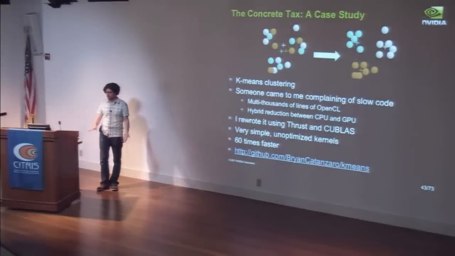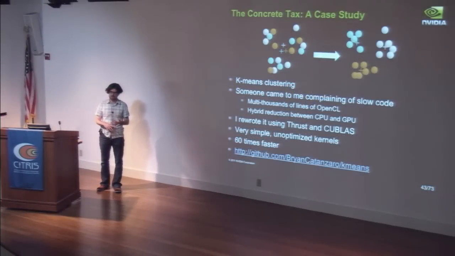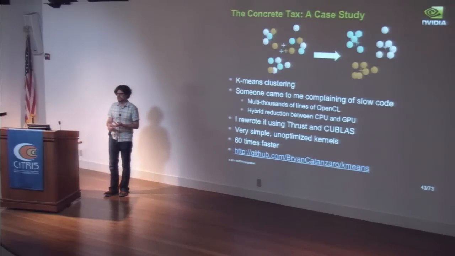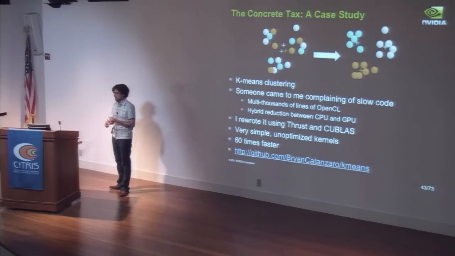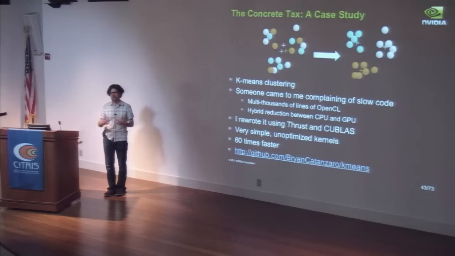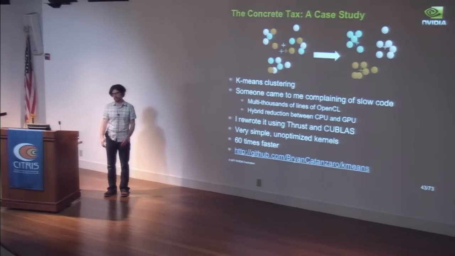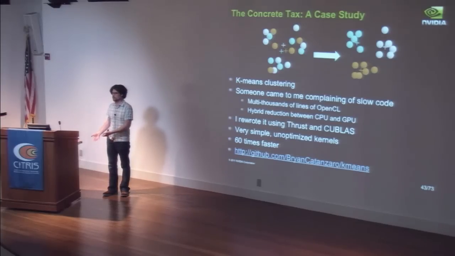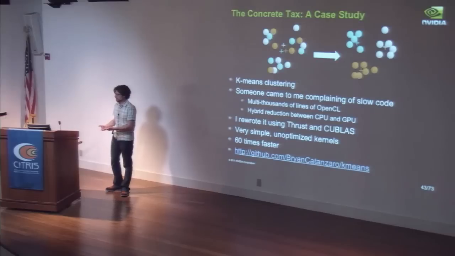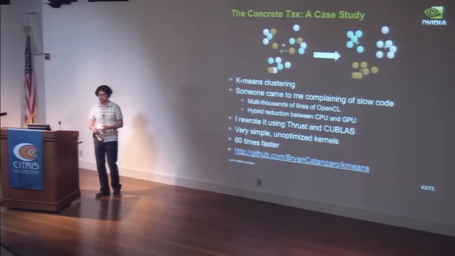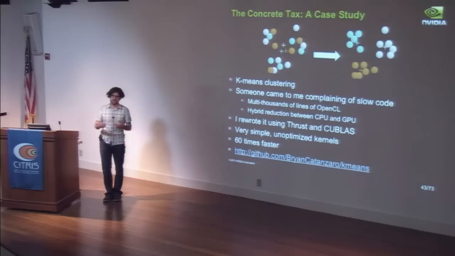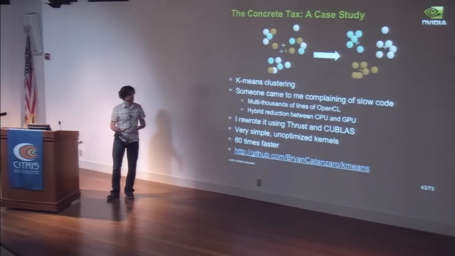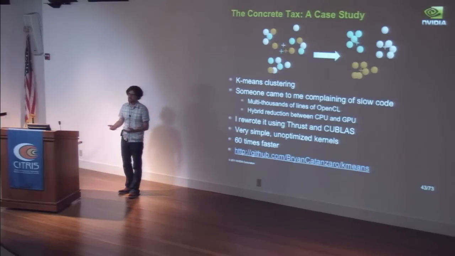So I tilted my head for a second and rewrote it using a library called Thrust, as well as cuBLAS, which is NVIDIA's basic linear algebra subroutine library, and a few very, very simple unoptimized CUDA kernels, the most brain-dead simple kernels that you can think of. I didn't optimize them at all on purpose, and yet the whole thing went 60 times faster than the code that this other person had spent a long time writing. I put the link up there so you can go look at what this code looks like. I'm holding this up as an example of what happens when you use libraries instead of trying to write the code all yourself.